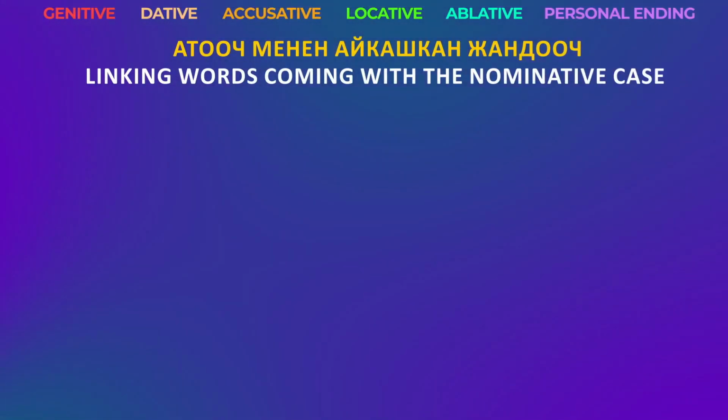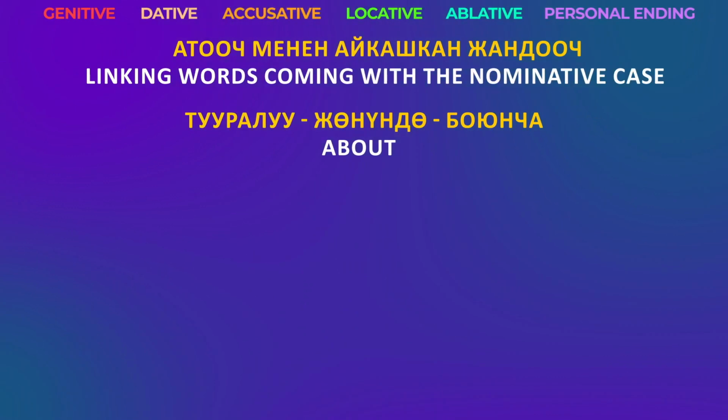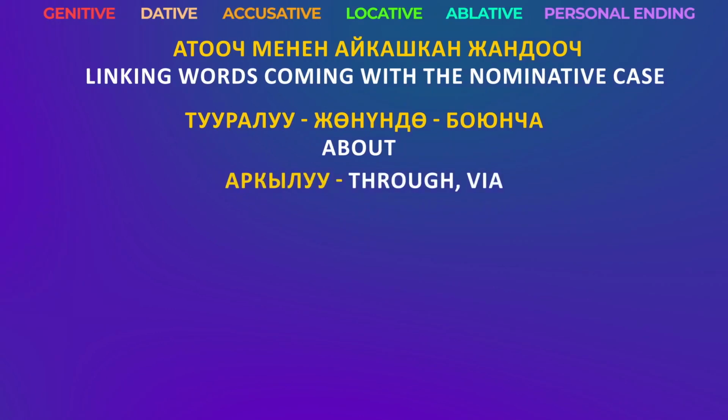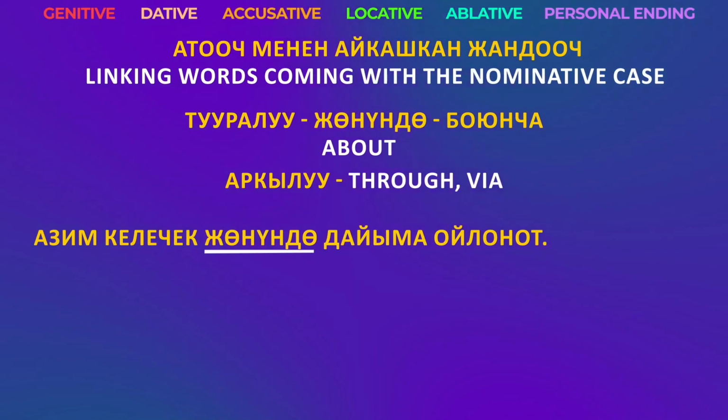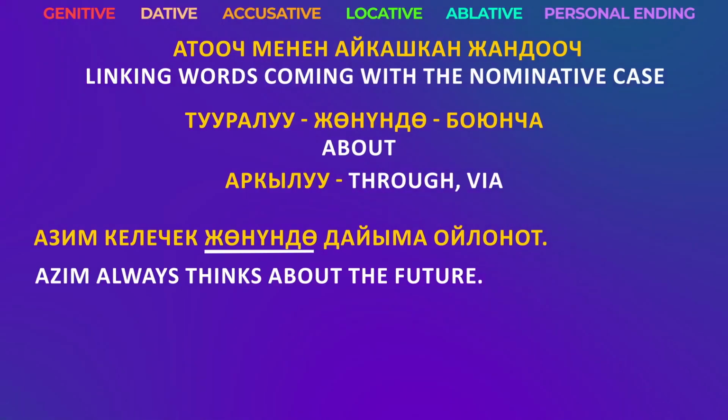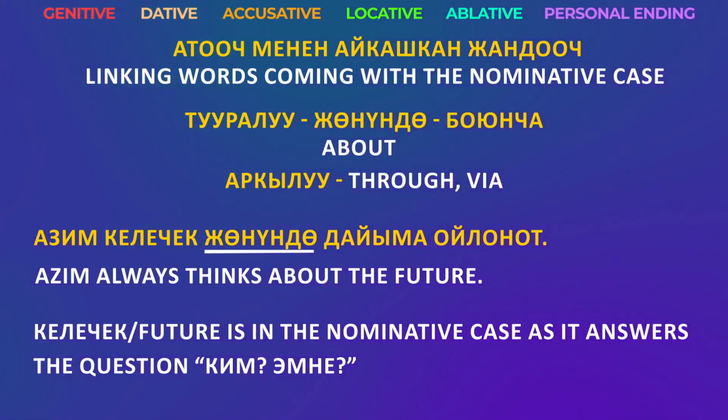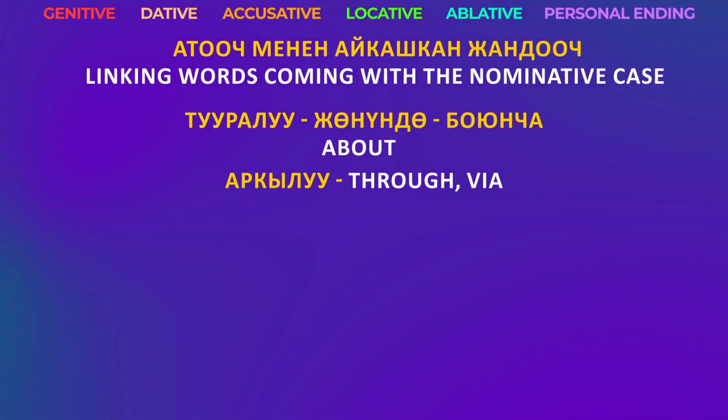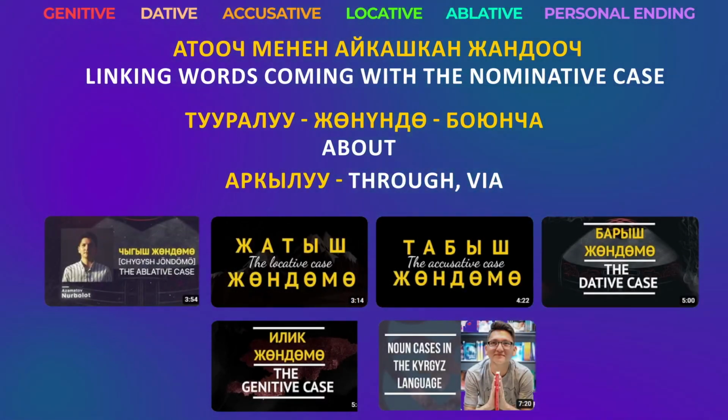So the first is atoch menen айкашкан jandoch. There are the linking words coming with the nominative case. For instance, туралуу, жөнүндө, боюнча. They all mean the word about. And another one is аркылуу, which means through or via. For instance, Azim келечек жөнүндө дайыма ойлонот. Azim always thinks about the future. The word келечек or future is in the nominative case as the answer to questions kim and emne. If you forgot about the noun's cases, check out the video episodes 9 through 14.